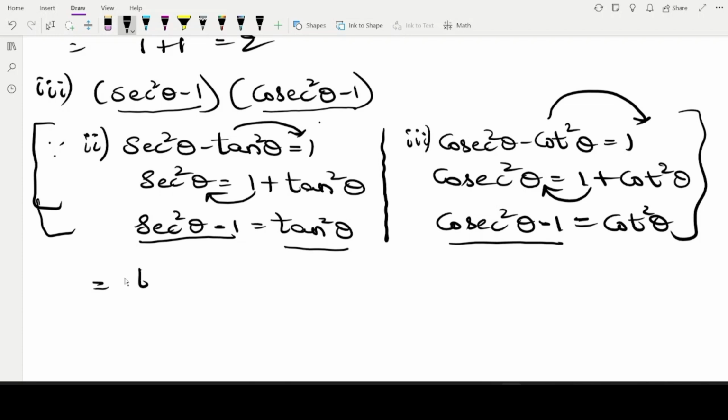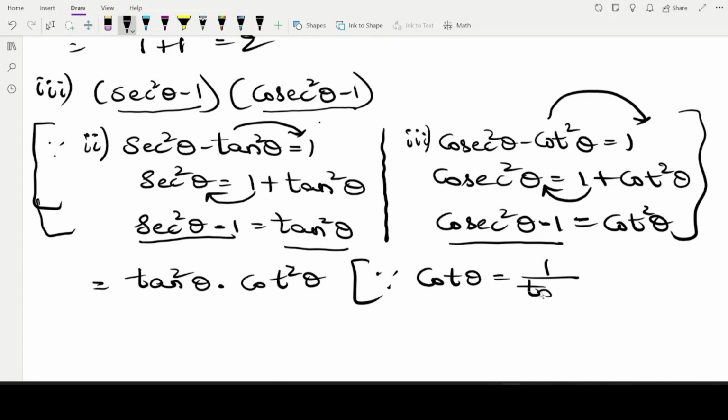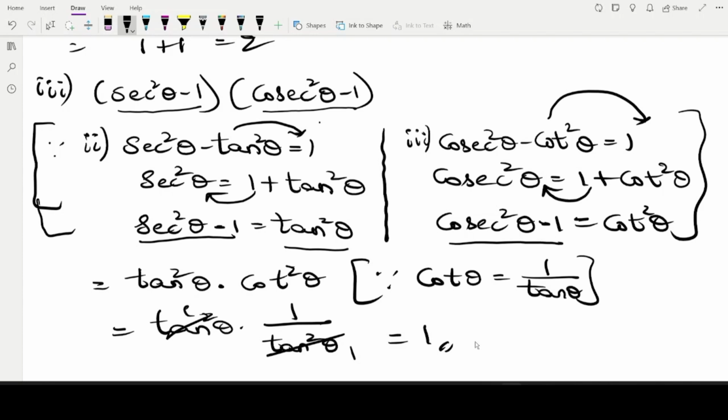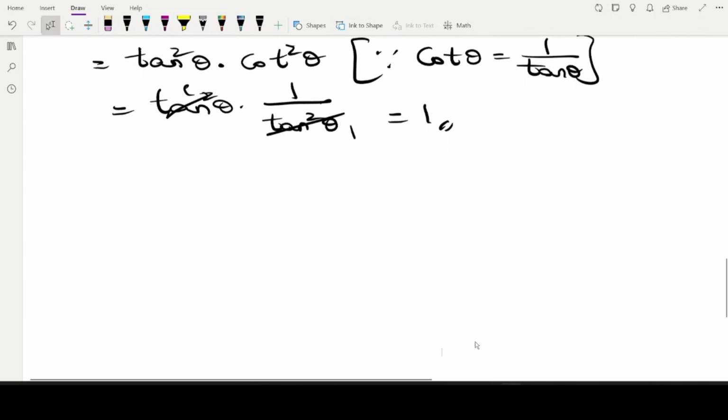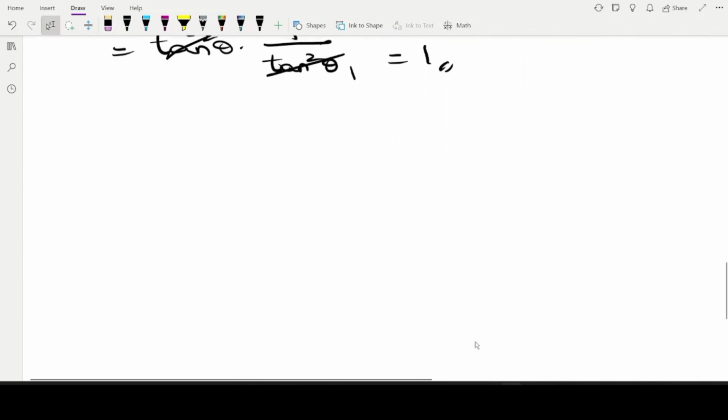What is secant square theta minus 1? Tan square theta, and into what is cosecant square theta minus 1? It is cot square theta. And by the way, we know that cot theta equal to 1 by tan theta. Here you can substitute them. Tan square theta into what is cot? 1 by tan square theta. Both tan square theta gets cancelled. Now you're left with 1. So this is the third problem. So this is the first section. Now let us shift to the second section. I hope you are clear in that.